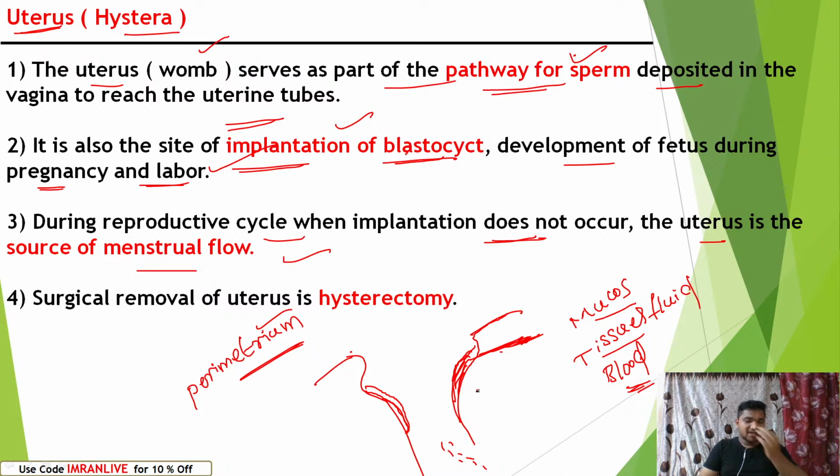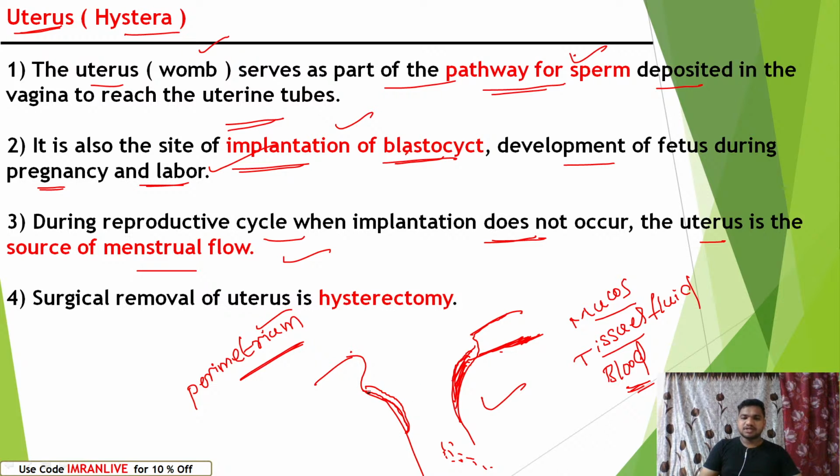If fertilization occurs, it helps in implantation and development of the fetus. If fertilization does not occur, it helps in the next menstrual cycle, that is, the menstrual flow. The uterus contains the perimetrium layer. The perimetrium breaks down and is sent outside, which is called the menstrual flow.